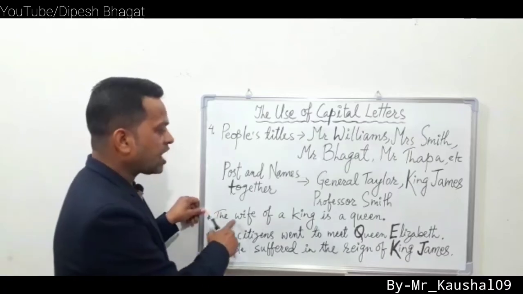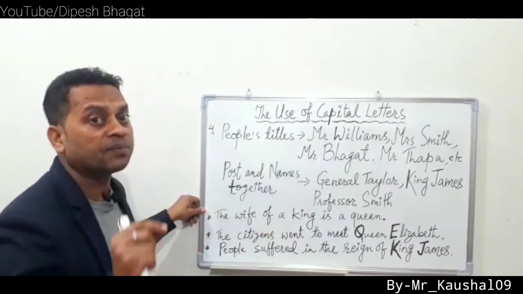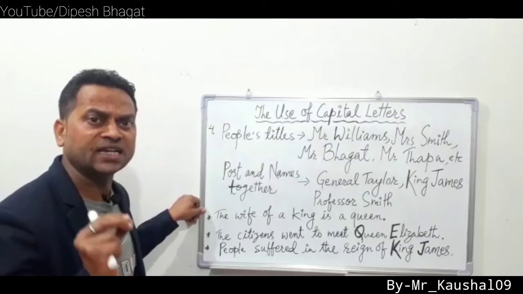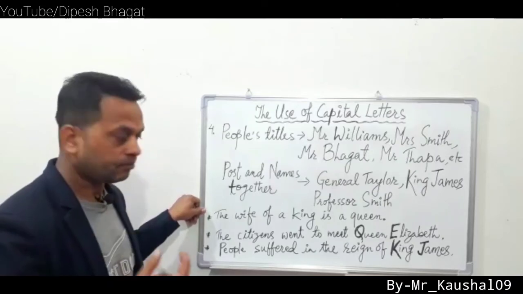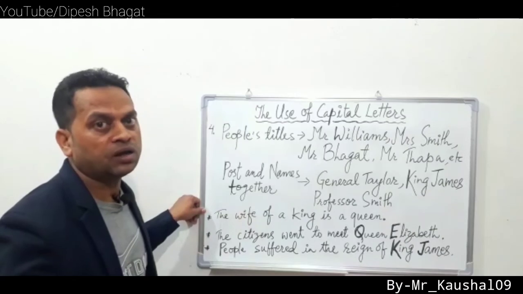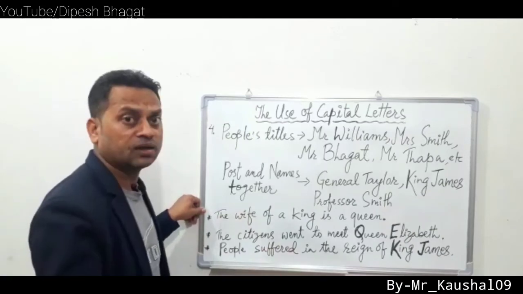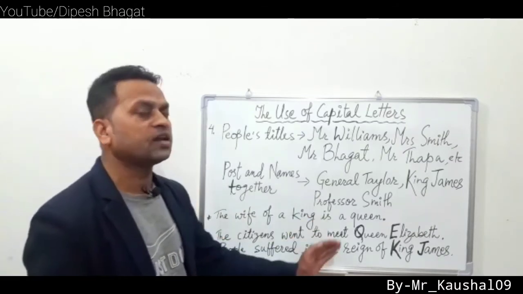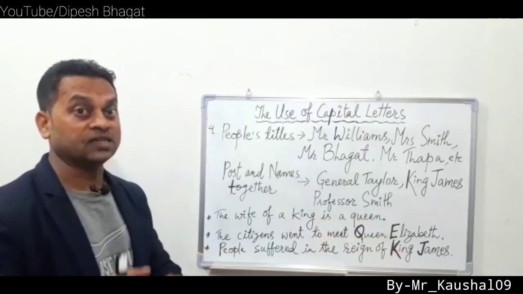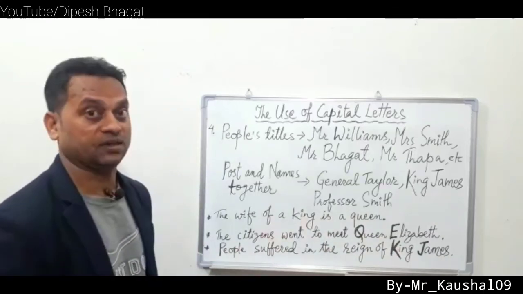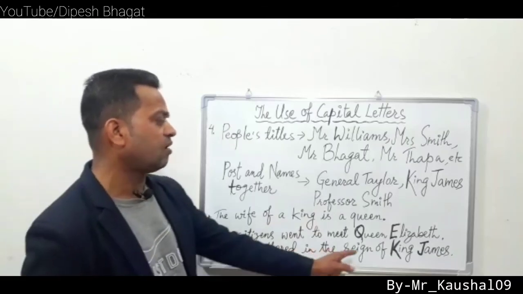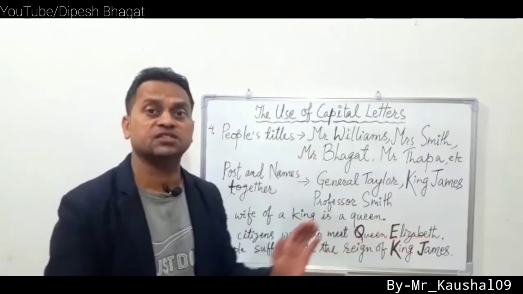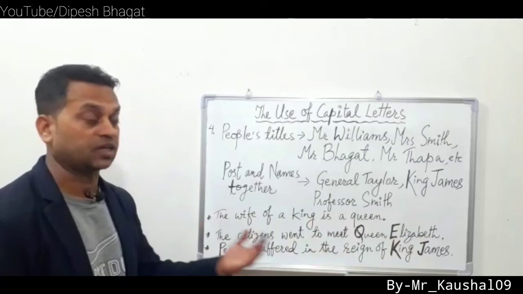For example, the wife of a king is a queen. The wife of a king is a queen means we are not talking about any particular king. There is no mentioning of any particular name. That's why king is small, not capitalized. Queen is small, not capitalized. But if we say the citizens went to meet Queen Elizabeth, here Queen Elizabeth, the name is also there, Queen capital. Similarly, people suffered in the reign of King James. King James, James is the name, the name is also there, and the king, that's why capitalized.